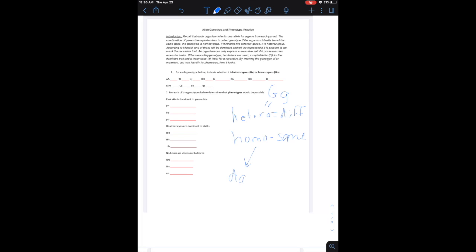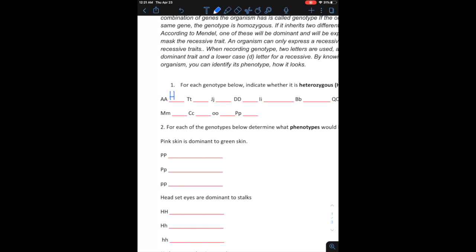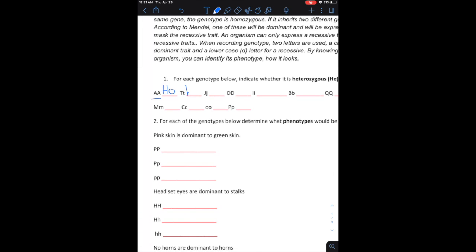Okay, but for homozygous, you can have homozygous dominant and homozygous recessive. Homozygous dominant would be 2 capital letters. Homozygous recessive would be 2 lowercase letters. Okay, so identifying these examples, AA, that's going to be homozygous because 2 capital A's, they're the same.